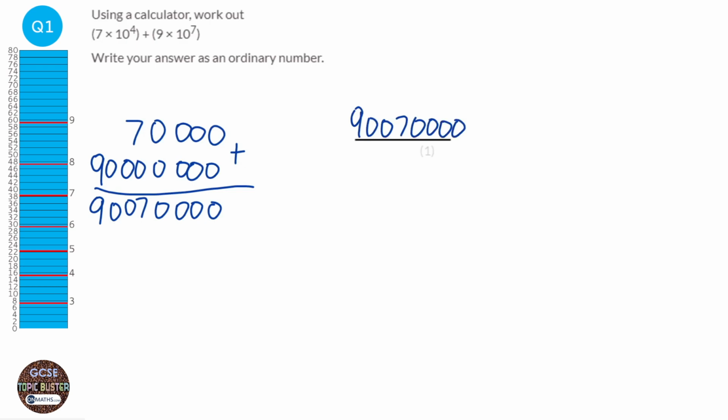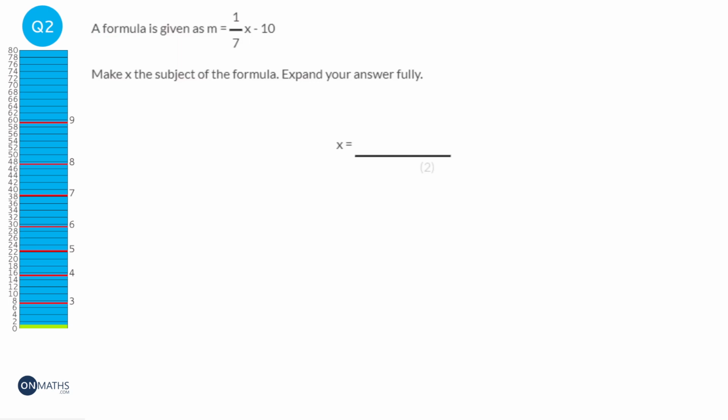Some people think there's a quick way of doing this, like adding the 7 and the 9. There isn't. You've just got to work out what this number is, work out what this number is, and add them together. So I'm going to start just by writing out the equation.